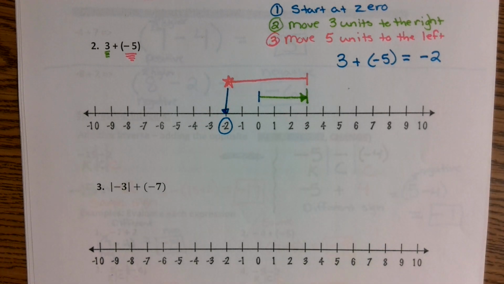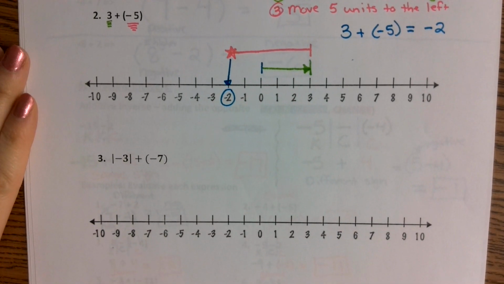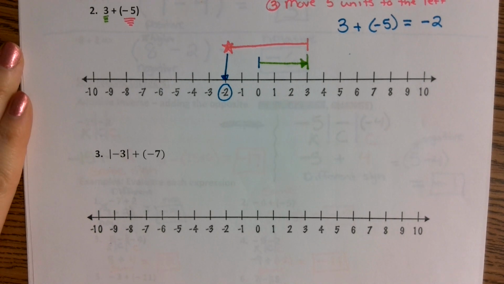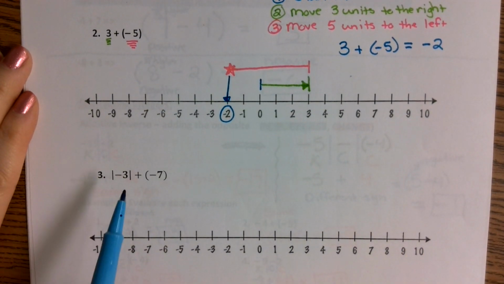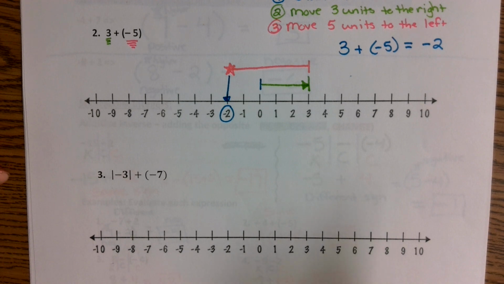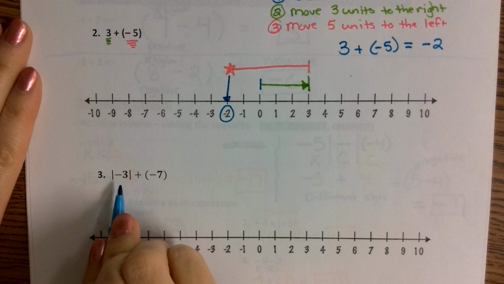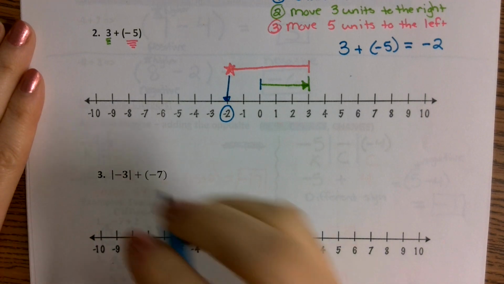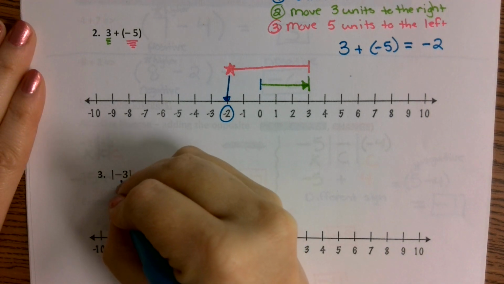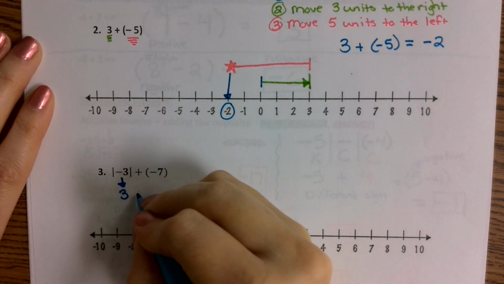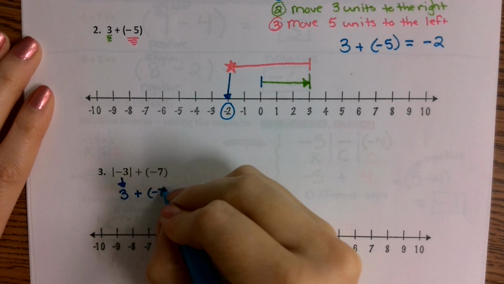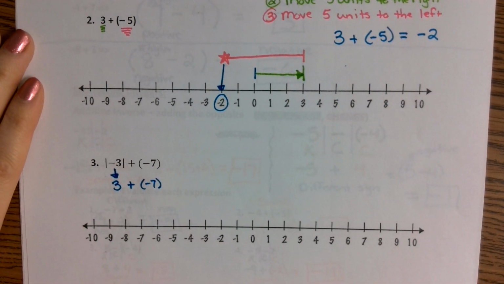All right, so Guadalupe, what did we have to do first? Yep, you've got to find that absolute value first, because when we're plotting, we plot for positives and negatives, not for absolute values. So we have to identify what the absolute value is equal to first before we can start plotting. What is the absolute value of -3, Gal? 3. So I'm going to rewrite my problem here. I know absolute value of -3 is 3, and then I still have a plus -7. So now I can go ahead and start graphing.